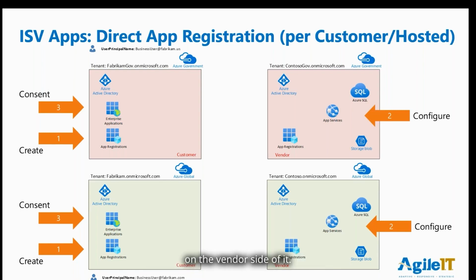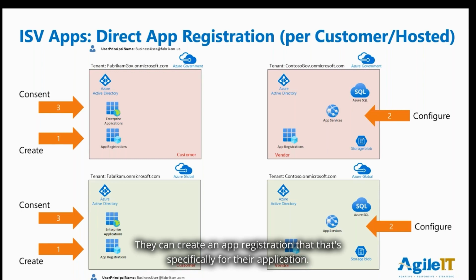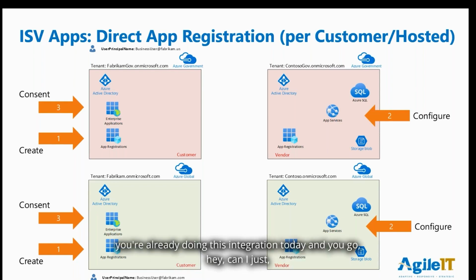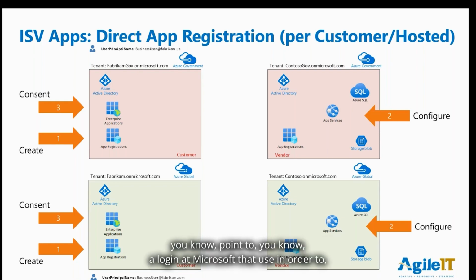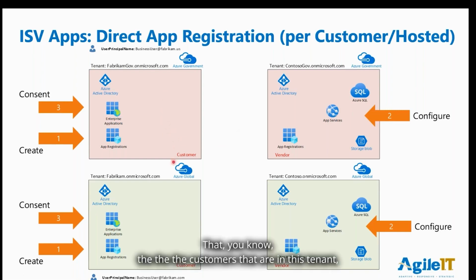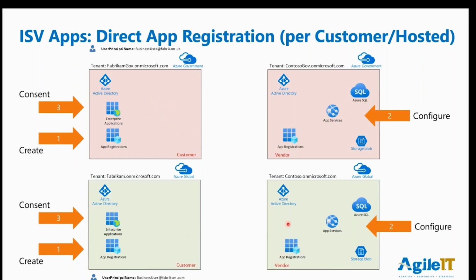On the vendor side, they can create an app registration that's specifically for their application. Now, one thing to note, if you're a vendor that has a commercial tenant today, you're already doing this integration today, and you go, hey, can I just point to login at Microsoft.us in order to have the users that are over here? Let me get a little fancy pen here. The customers that are in this tenant, can I just point the app registration to there and have it work? No, it won't work.